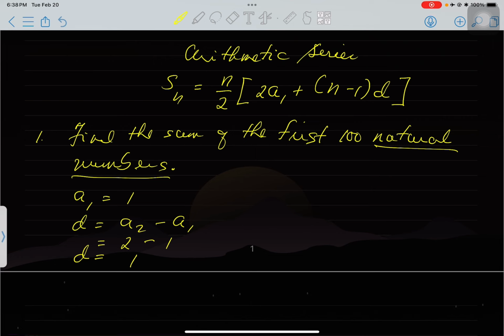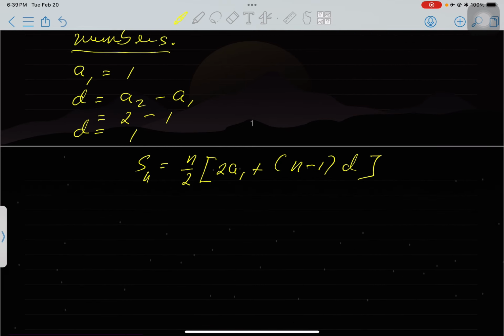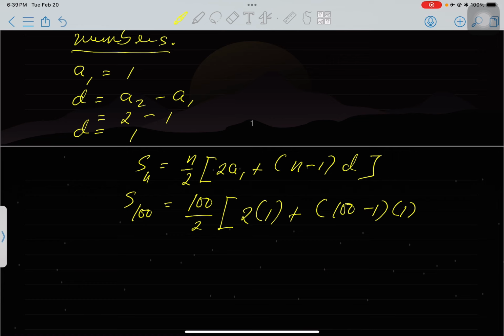This is our constant difference. By applying our formula, we can now plug in the values of our a sub 1, our first term, together with our constant difference using the formula that I just set here. So now we have s sub n is equal to n over 2, then multiplied by 2a sub 1 plus the difference between n and 1 multiplied by d. Since we are looking for the sum of the first 100 terms, our n now will become 100. Then our 100, the subscript of our s, will be used here in our numerator, 100 all over 2. Then multiplied by twice our a sub 1, which is 1, plus our n, still 100, minus 1 multiplied by our constant difference, which is also equal to 1.